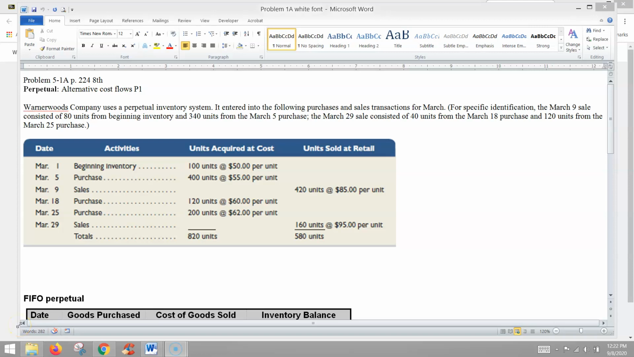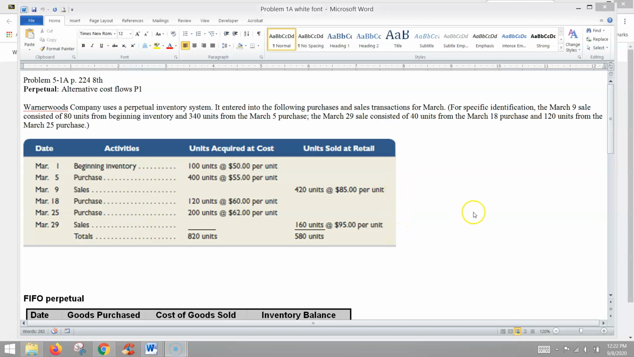Hi, we're going to walk through problem 5-1A, doing FIFO and LIFO. Warner Woods Company uses a perpetual inventory system. It entered into the following purchases and sales transactions for March. It gives us the dates, the activity, the number of units, and what we purchased them for. You'll see it also shows our sales, the units, and what we're selling it for.